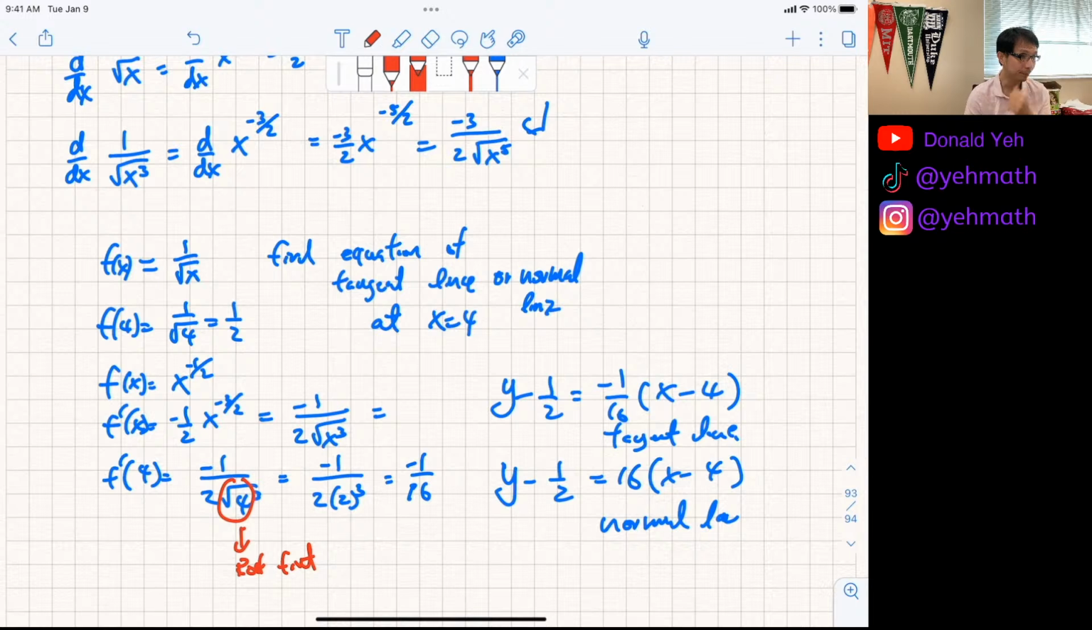I know you just said this, but where did the 16 come from? I'm confused. It's a normal line, so if it's perpendicular, you would take the opposite reciprocal of it. Oh my god, right? I forgot that.